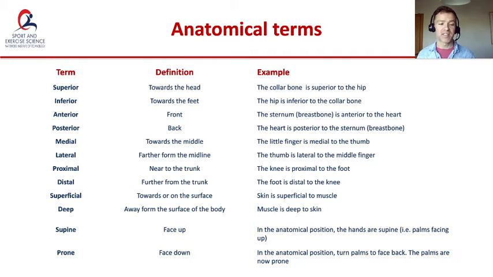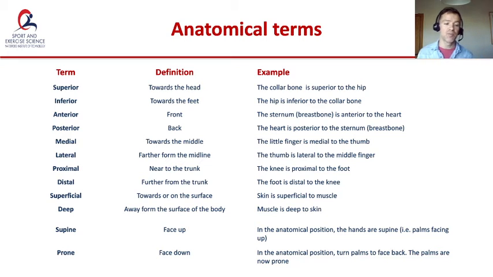Opposite to that we have deep, so something that is away from the surface of the body. Muscle is deep to skin, so your muscle lies underneath your skin. Your organs are deep to your muscles, and they're also deep to your skin. When we get to talking about your muscles, we'll see that some muscles sit on top of others. So we have some superficial muscles and we have some deep muscles.